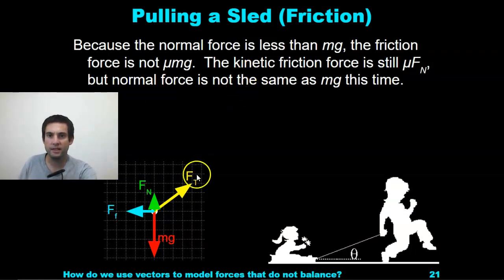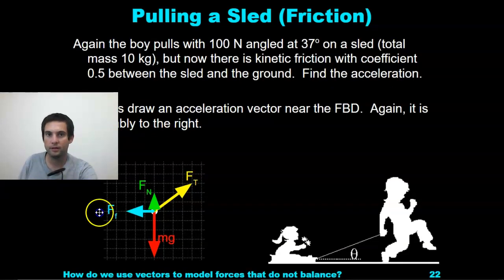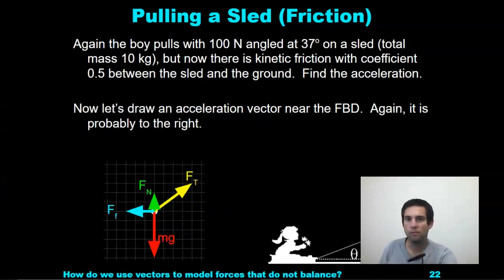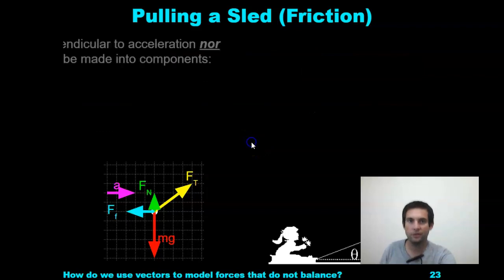Because the normal force is less than mg, the friction force is not mu mg. Kinetic friction force is still mu times Fn, but the normal force is not the same as mg. There's our little acceleration vector going to the right.